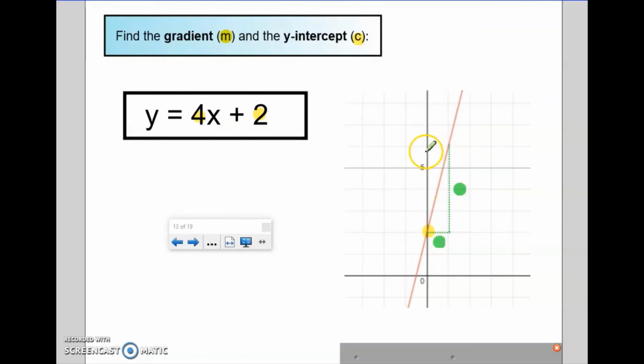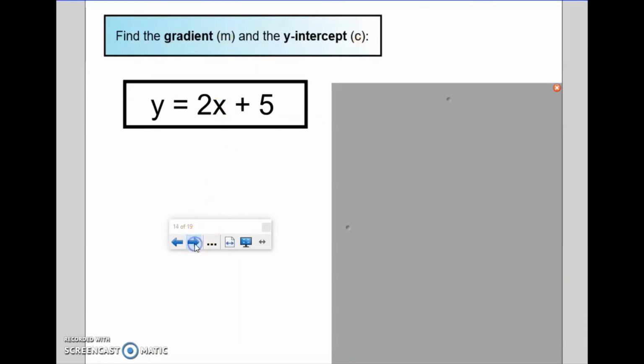Remember, the y-axis is this vertical axis here. And the gradient is 4. The slope of the line is 4. So what that means is, for every 1 square along, we would go up 4 squares. So the gradient of this line is 4. And what that means in terms of the graph is for every 1 step along, you would be going 4 steps up. So obviously, the bigger this number, the steeper the gradient is going to be. Let's have a look at another one.